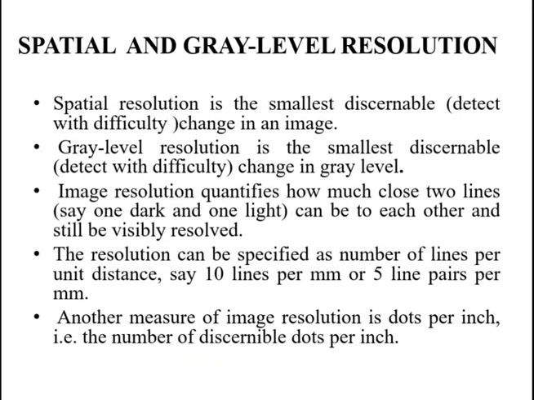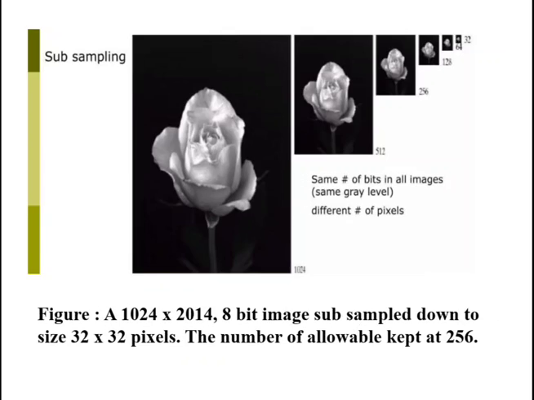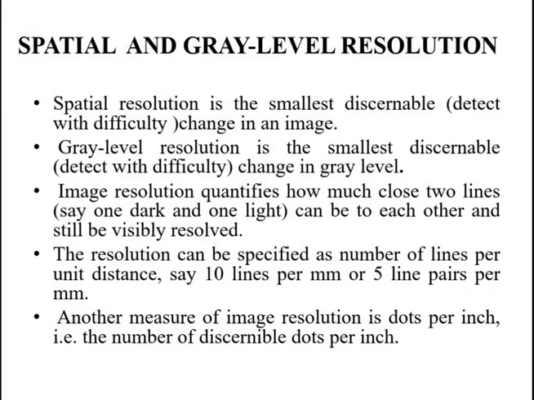Then the next topic is spatial and gray level resolution. Spatial resolution is the smallest discernible, that is detectable with difficulty, change in an image. The spatial resolution of a digital image reflects the amount of detail that one can see in an image, that is the ratio of pixel area to the area of the image display. If an image is spatially sampled at m by n pixels, then the larger m by n, the finer the observed detail.